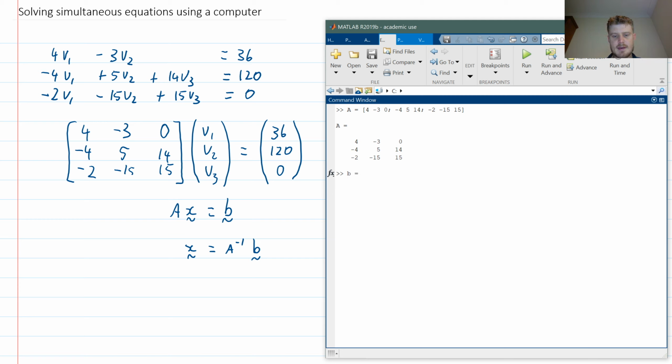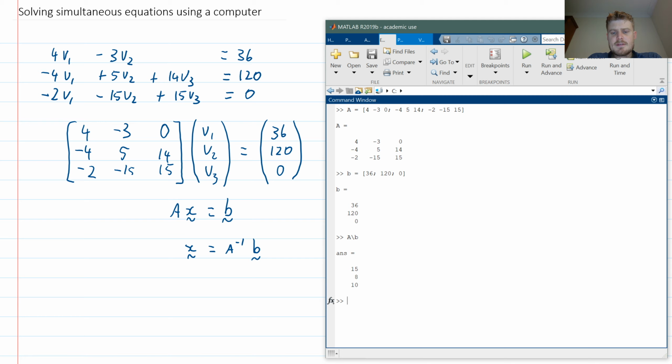I can do the same for my vector B. So that's 36, 120, and 0. I'll organize it as a column vector, basically the same as I've written it here. And then I can calculate, it's written as A divide B, but it means take the inverse of A and multiply it by B, like solve that system of equations.